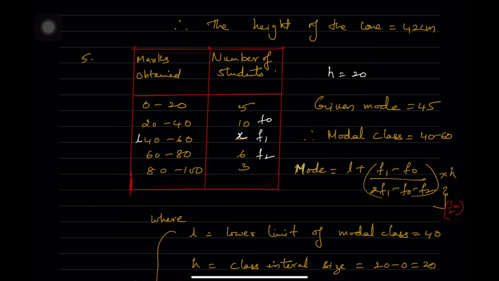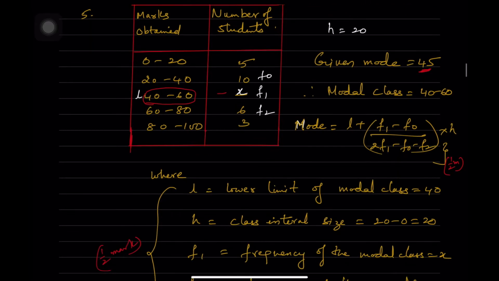Given from the problem, the mode is equal to 45. Since the mode is equal to 45, it lies in this class. This is called the modal class, 40 to 60. So we take the lower limit of this, and we consider the frequency of this as f1, the previous one as f0, and the next one as f2. So the mode formula is: mode is equal to l plus (f1 minus f0) by (2f1 minus f0 minus f2) into h. The modal class is 40 to 60, which I have written here.